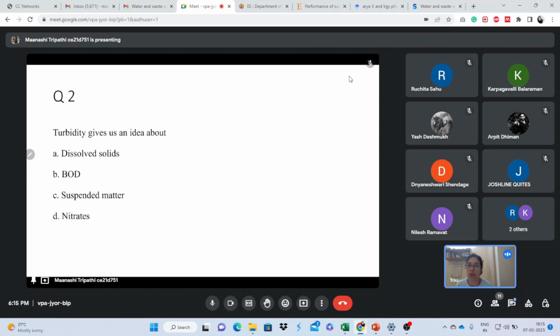So, turbidity. What is turbidity? If you have a glass of water and the water is very clean, you will be able to see through it. But if the water is not clean, you won't be able to see the other side properly. So that is what we call turbidity. If the water is not clean, we call it turbid water. So why does this come in the water? By dissolved solids, BOD, suspended matter, or nitrates. I hope you can answer this question. Please answer in the chat box.